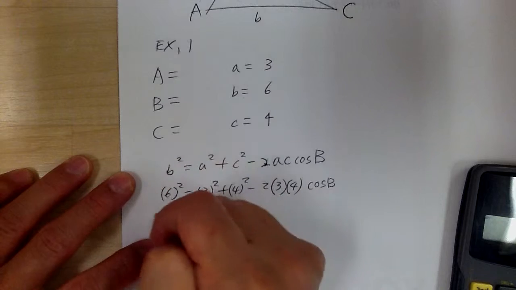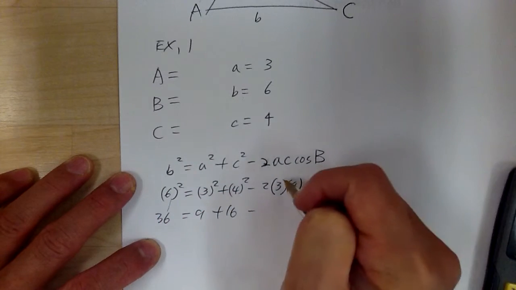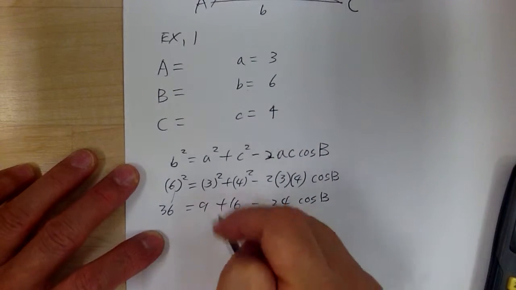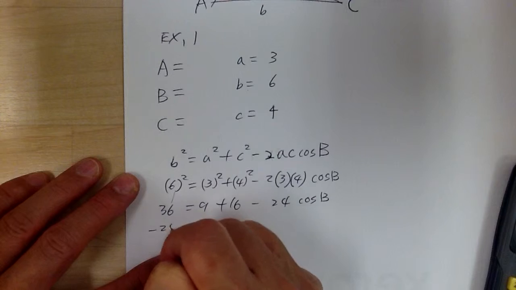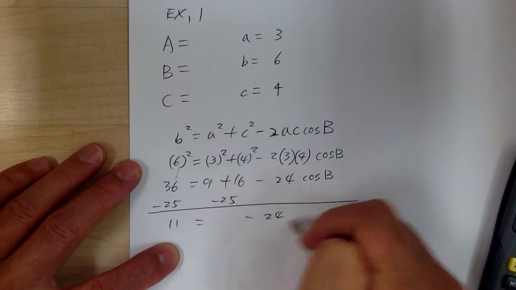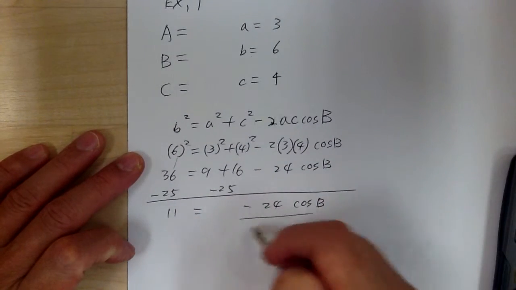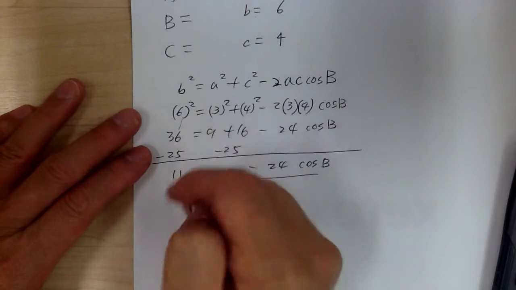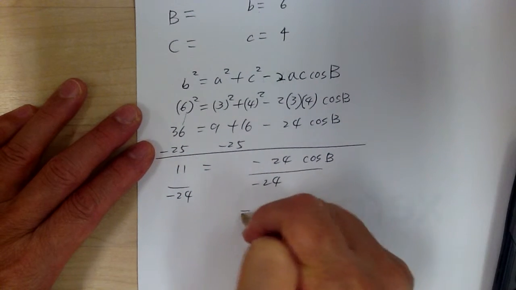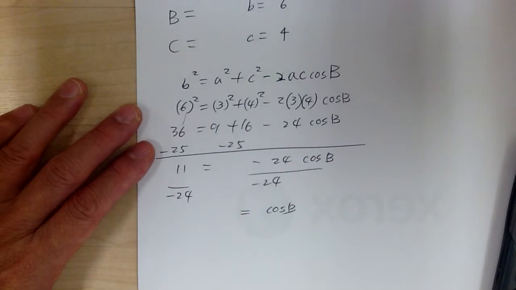So 36 equal to 9 plus 16 minus 24 cosine of B. So minus 25 on both sides. So work it through. You get 11 equal to negative 24 cosine of B. And then you divide by negative 24. So cosine of B equal to, actually from here you already know that's going to be negative, so you can just go and figure out the B already.